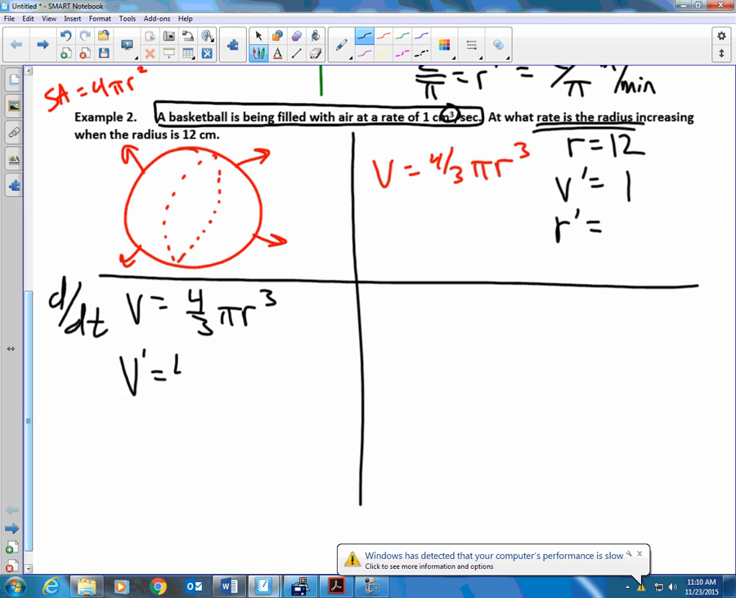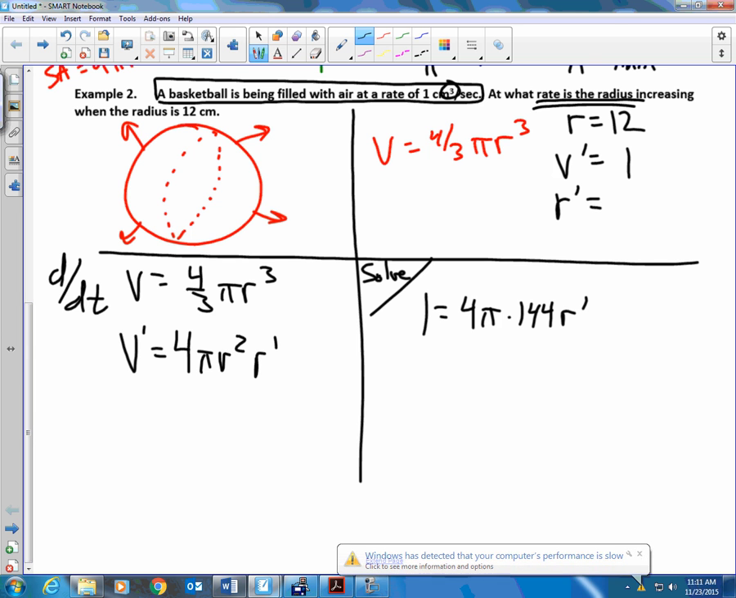12 thirds is 4 pi r squared r prime. Good. You've got the idea that you need to attach an r prime and a v prime and stuff like that. So now I solve in this box. So we have v prime is what? 1 equals 4 pi r squared r prime. So I need to solve that.